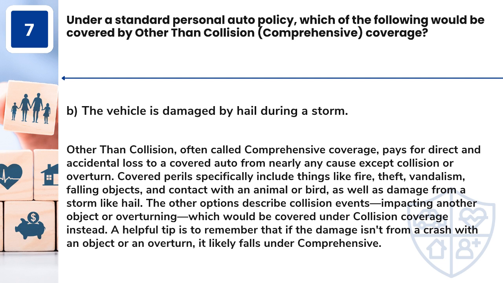Answer: B. The vehicle is damaged by hail during a storm. Other than collision, often called comprehensive coverage, pays for direct and accidental loss to a covered auto from nearly any cause except collision or overturn. Covered perils specifically include things like fire, theft, vandalism, falling objects, and contact with an animal or bird, as well as damage from a storm like hail.